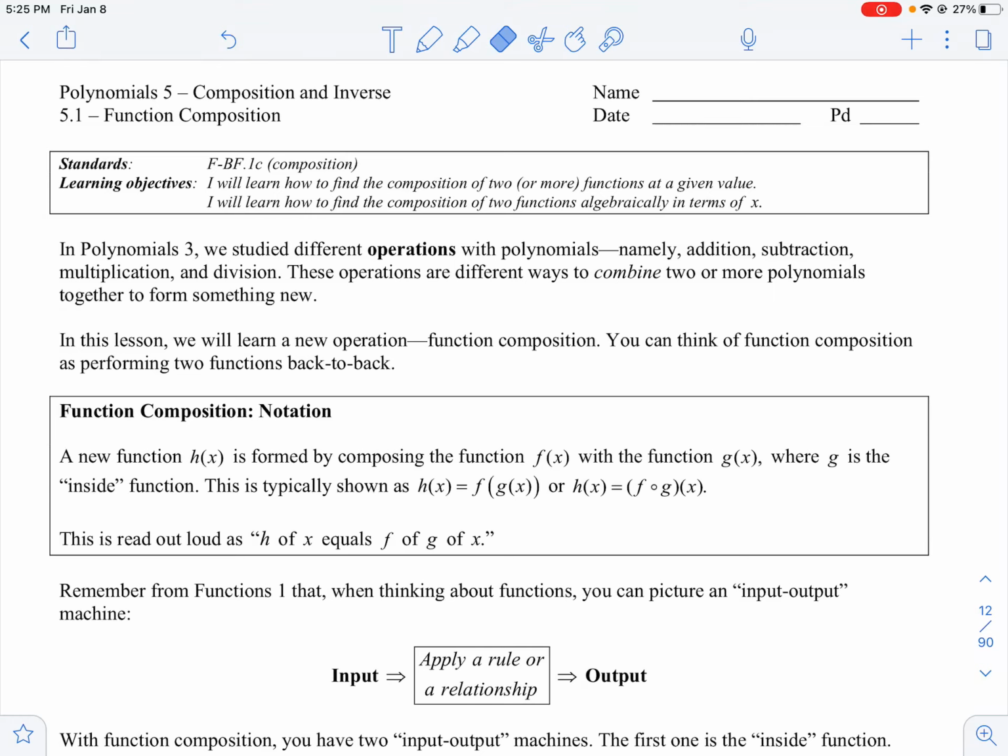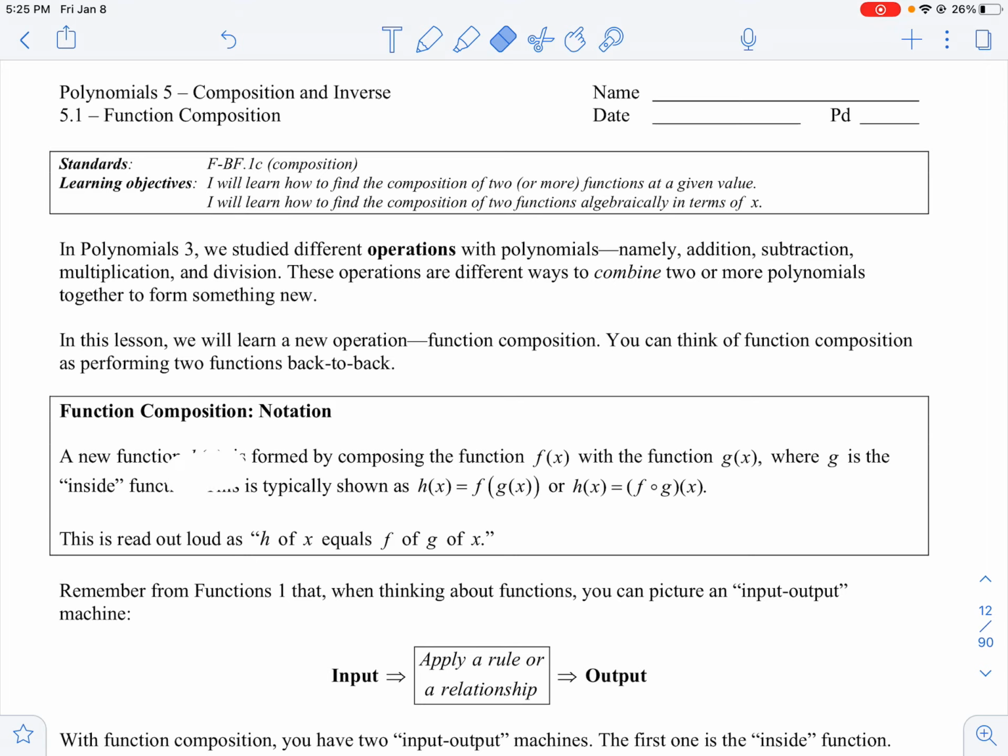Welcome to another lesson of Algebra 2. Today's lesson is called Function Composition. Learning objectives: I will learn how to find the composition of two or more functions at a given value. I will learn how to find the composition of two functions algebraically in terms of x.